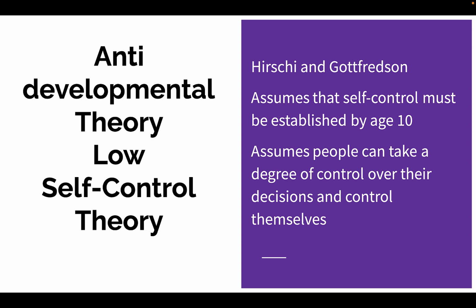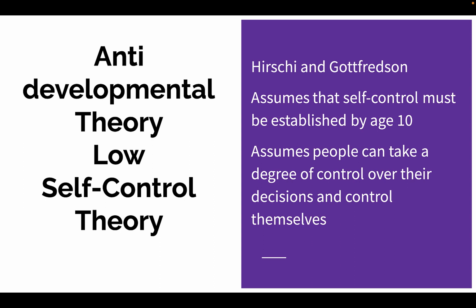The general theory of crime assumes that self-control must be established by age 10, and if it hasn't been, that people will forever exhibit low self-control. This assumption of the formation of low self-control by age 10 or before is the oppositional feature of the theory to the developmental perspective.